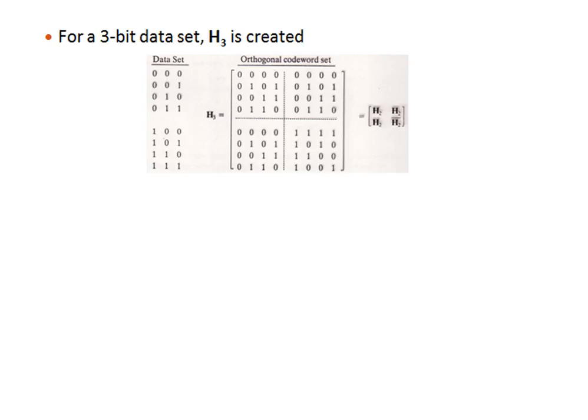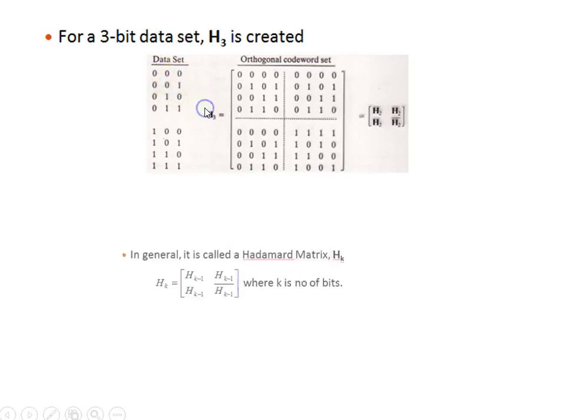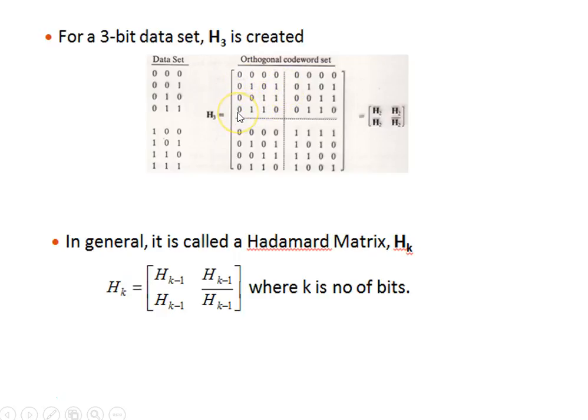We continue the same construction rule to obtain an orthogonal set H3 for a 3-bit dataset, as here. You can see that this H3 is obtained from H2 as the B, and the complement for the fourth quadrant. In general, we can construct a code word set HK of dimensions 2 to the power of k by 2 to the power of k, called a Hadamard matrix, for a k-bit data set from the HK-1 matrix, as you can see here, where k is the number of bits.